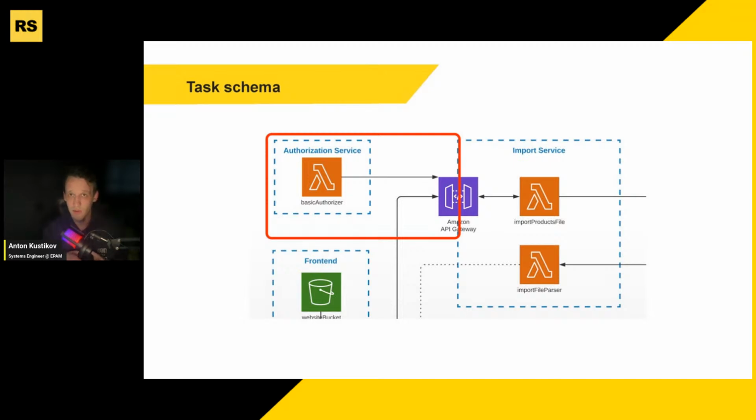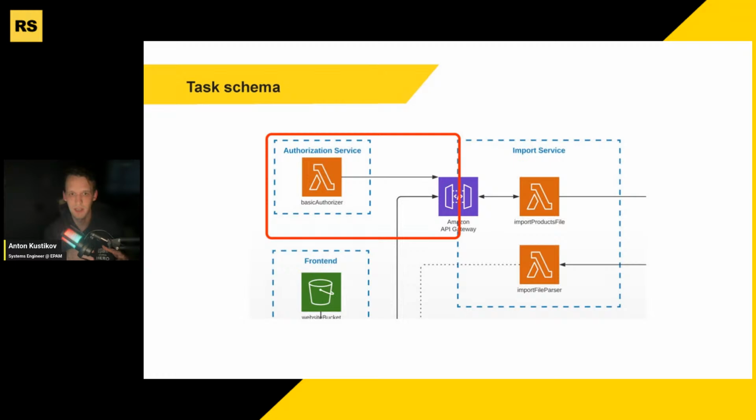The idea of this part of the application will be quite easy. All of the requests to place a CSV file inside our S3 bucket, to have it parsed and put into our database, should be authorized. In order to do it, we need to create another part of our application, which is the authorization service.